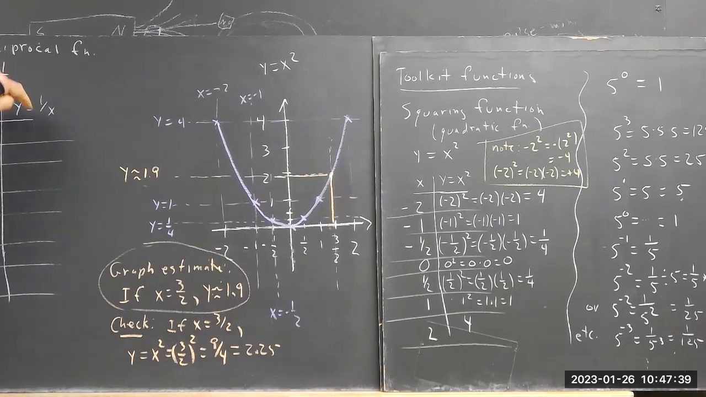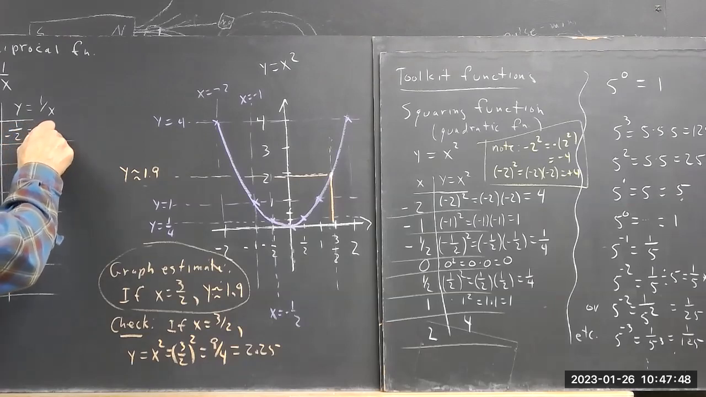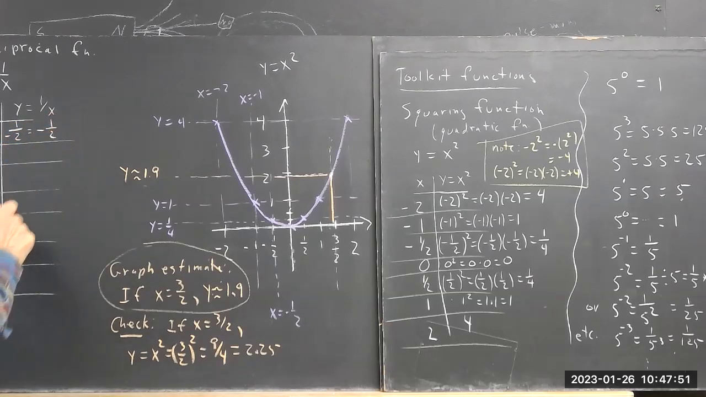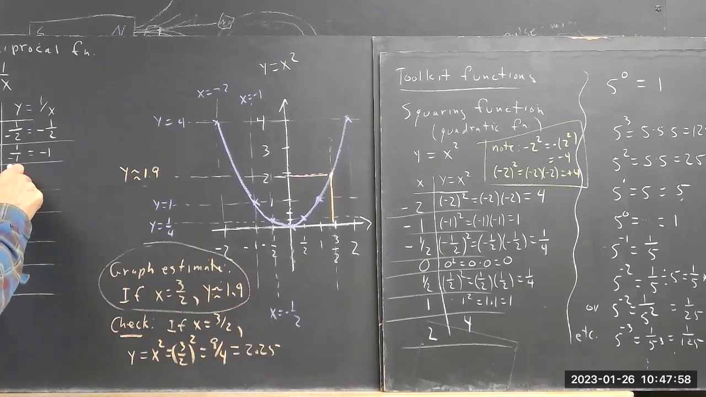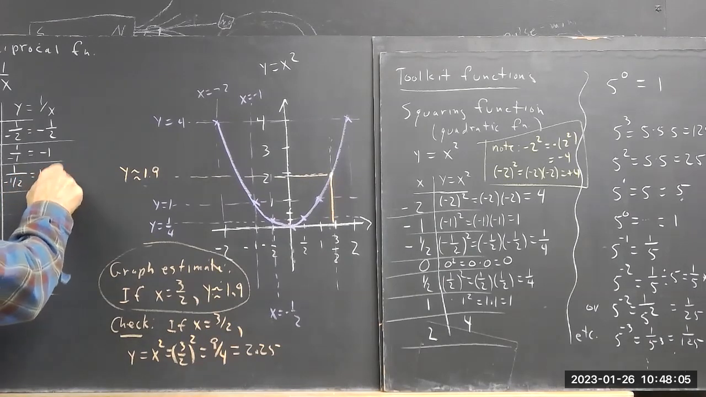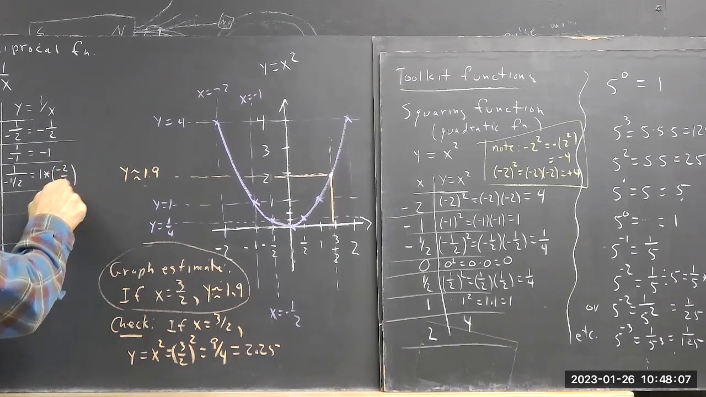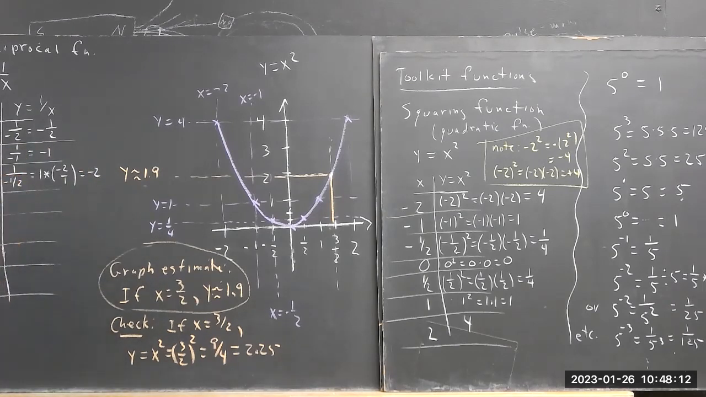Okay, y equals 1/x. We plug the values of x in, we get 1/-2, which is -1/2. 1/-1 is -1. 1 divided by -1/2 is 1 times -2/1, which is -2. Now you divide by a fraction.